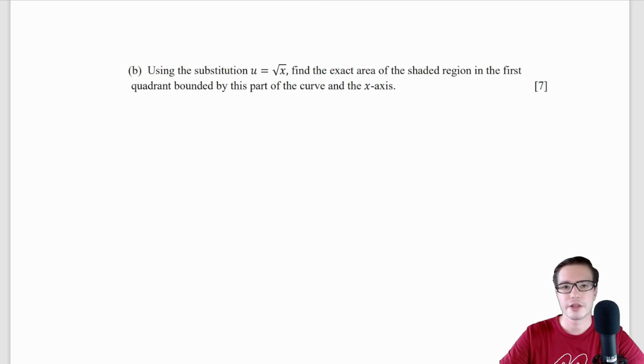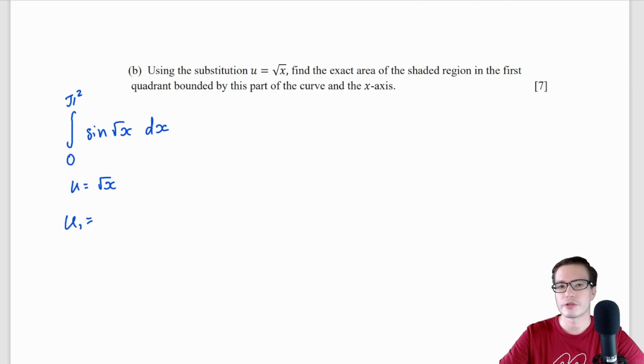Okay, now we'll have to integrate by substitution to find the area under the curve. Our integral is going to look like the integral from 0 to pi squared of sine square root of x dx. First, let's recalculate the limits. u equals square root of x. So if x equals 0, then u is also 0. And when x equals pi squared, u is going to be just pi.